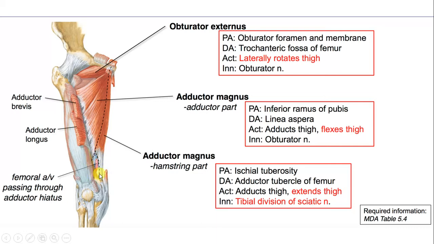Here is the adductor hiatus through which the femoral artery and vein will pass and enter posteriorly into the popliteal fossa, and they will become the popliteal artery and popliteal vein.